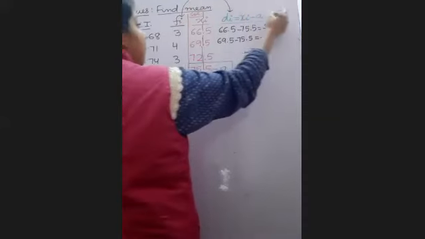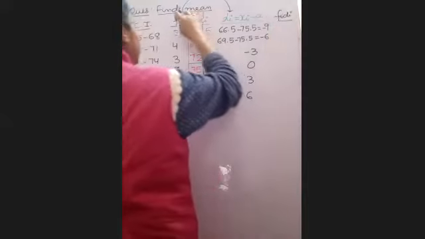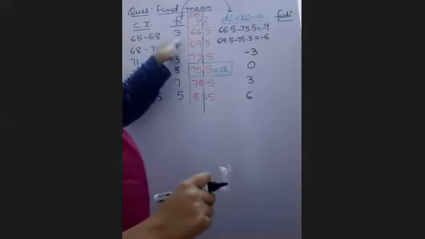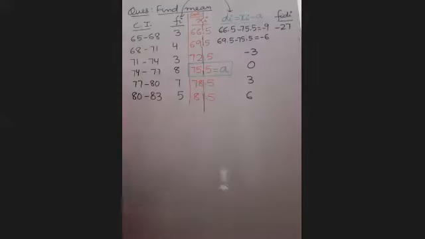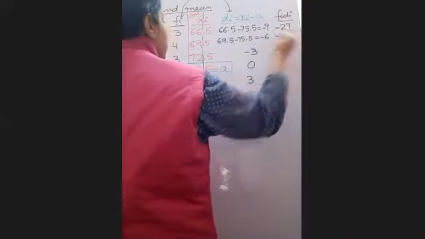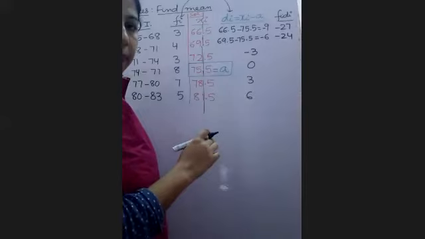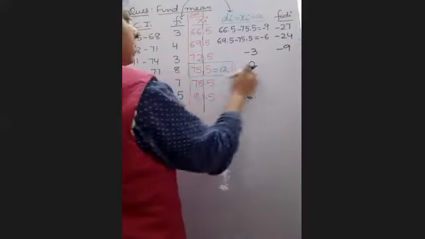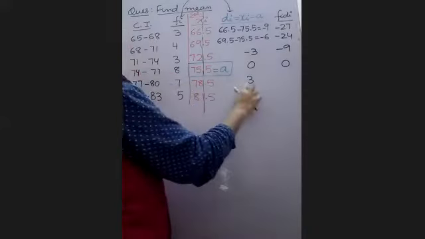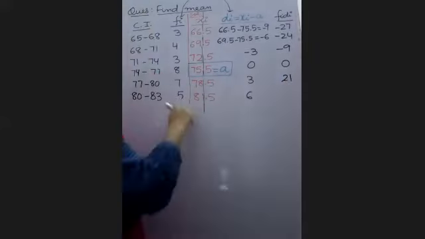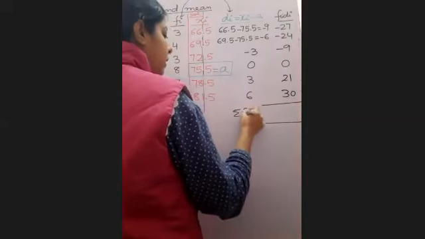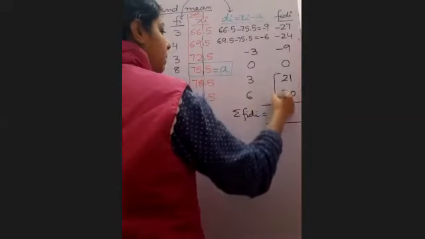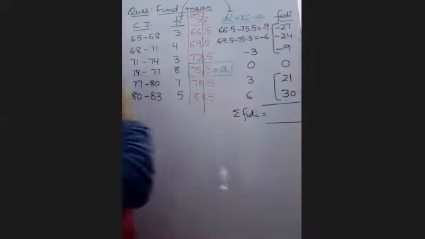The next step is fidi. Let us multiply. 3 into minus 9 is minus 27. 4 into minus 6 is minus 24. 3 into minus 3 is minus 9. 8 into 0 is 0. 7 into 3 is 21. And then 5 into 6 is 30. We need to find the summation of fidi. Please take care of positive and negative values separately. So 21 and 30 is 51.